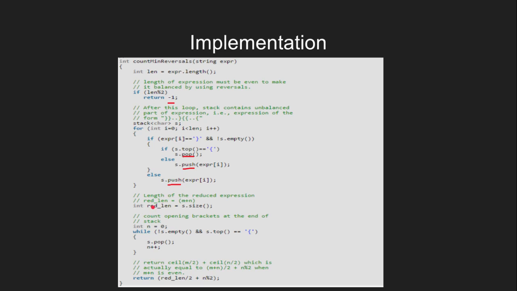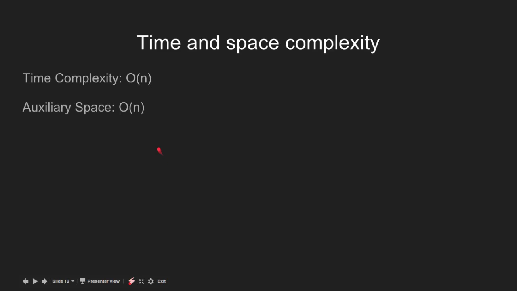Here we are calculating the length of the reduced stack, and then we are calculating the number of closing brackets, and we return the result, which is ceiling of m by 2 plus ceiling of n by 2. The time complexity for this solution is O(n), since we are traversing the string only once, and the space complexity is also O(n), since we are creating another stack.